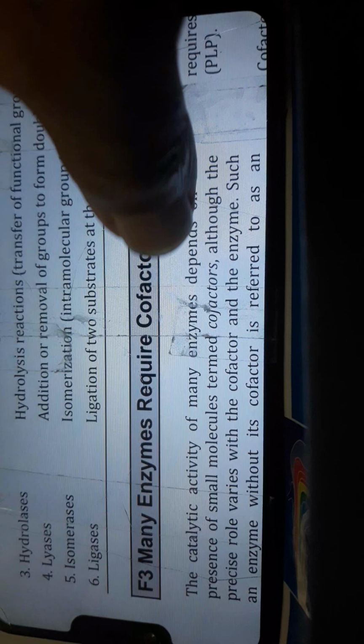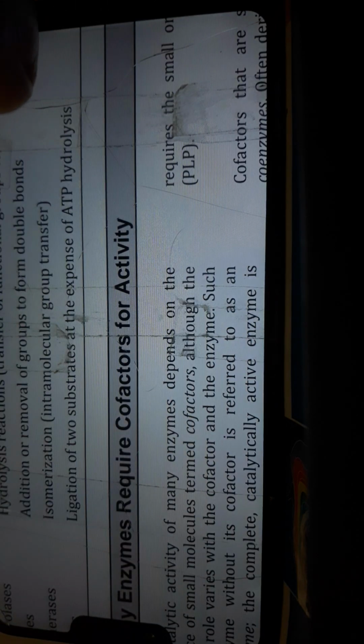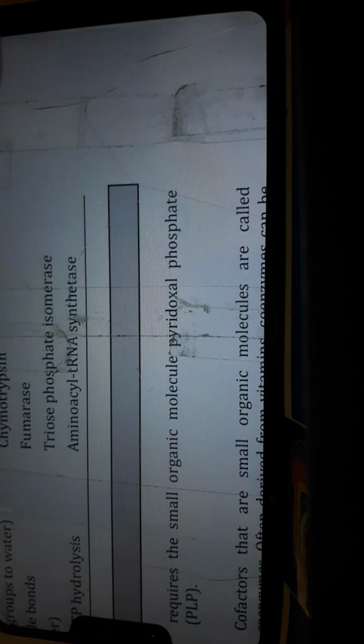The examples of the first one: lactate dehydrogenase. The second was nucleoside monophosphate kinase, NMP kinase. The third, hydrolysis, would be chymotrypsin. And lyases cause additional removal of groups to form double bonds, for example fumarase. Then you have isomerase, which causes isomerization or intramolecular group transfer, and that's caused by triose phosphate isomerase. Last are the ligases, where ligation of two substrates occurs at the expense of ATP hydrolysis. That's caused by aminoacyl tRNA synthetase.